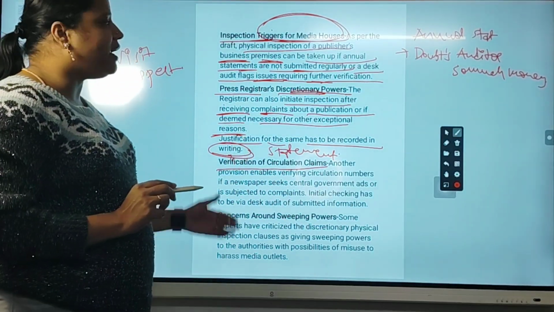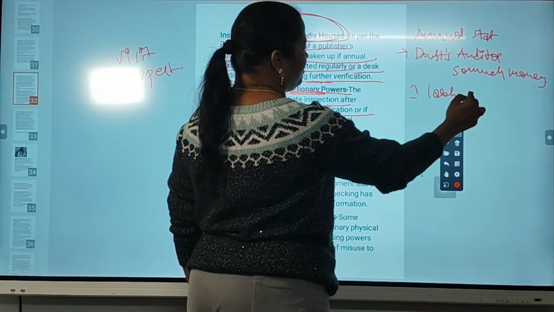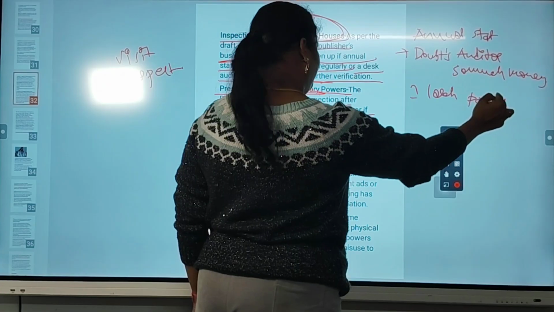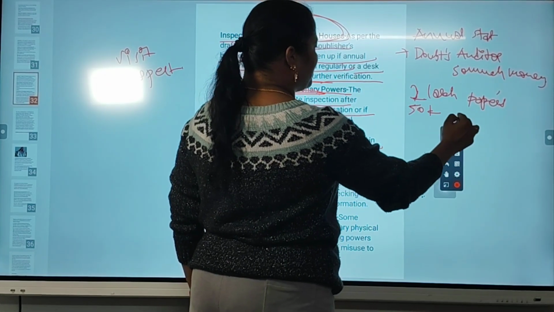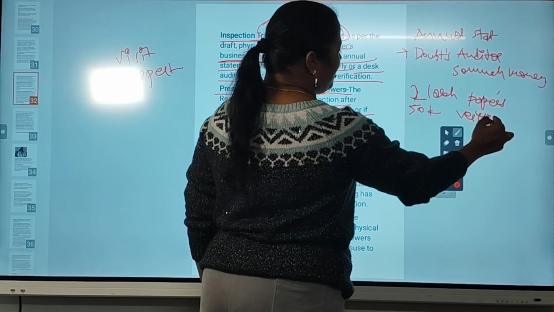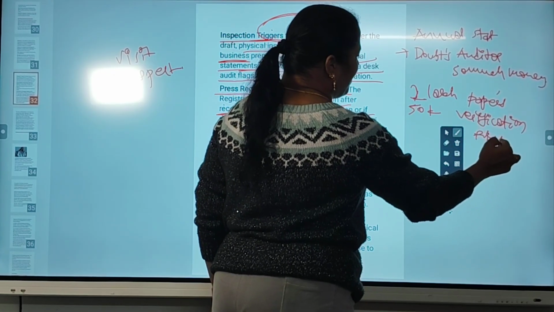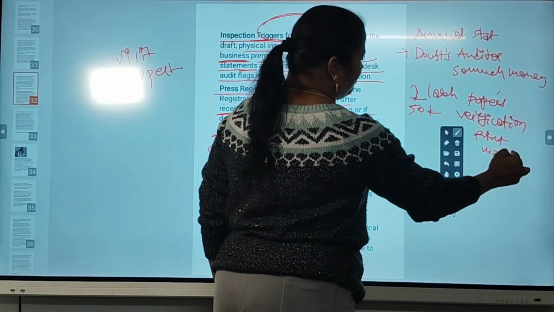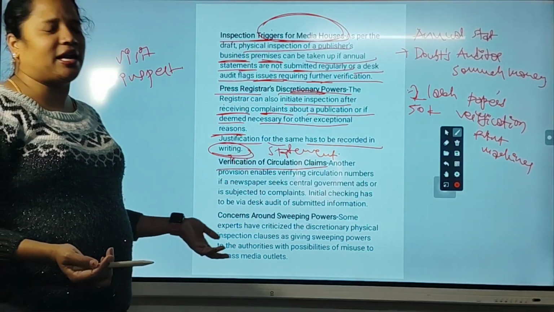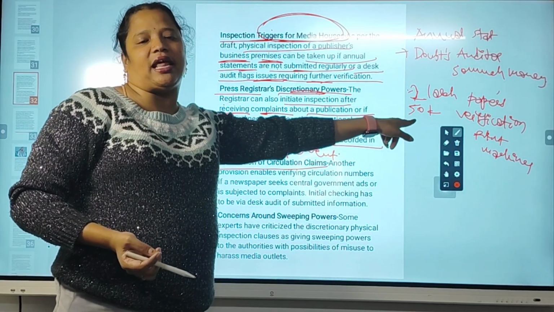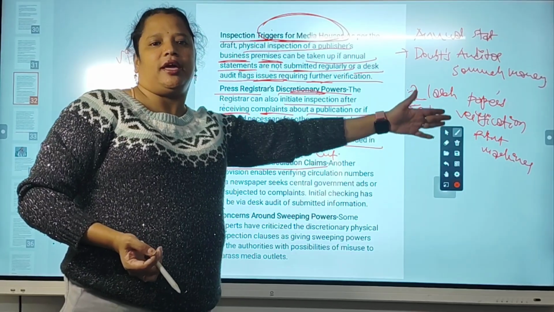Verification of circulation claims. Suppose 1 lakh papers are circulating daily among the public, but they claim only 50k. In that case, verification can be done from the print machines, to see how many papers are being published every day. If 1 lakh are being published every day, it means 1 lakh sales are happening. If they tell lies, officials can inspect the printing machines in the house.